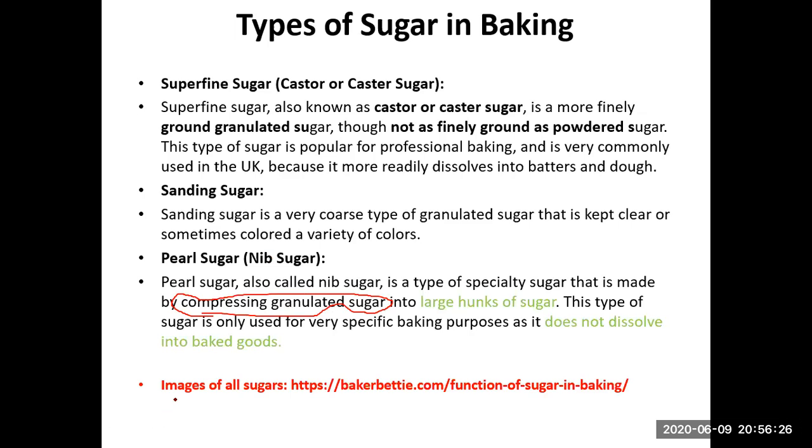So there is a link there. You can use that link to get pictures of all types of sugar, and you can learn more about the other kinds of sugar used in baking. Here I have given the mostly used sugars in baking, but besides these, there are another 6 or 7 varieties of sugar also used in baking.